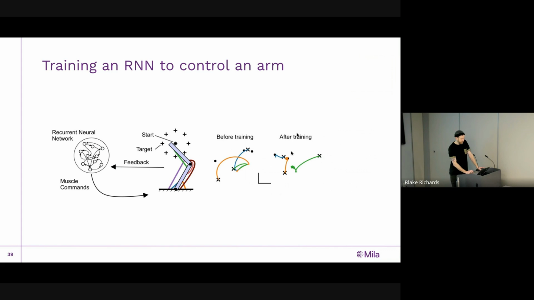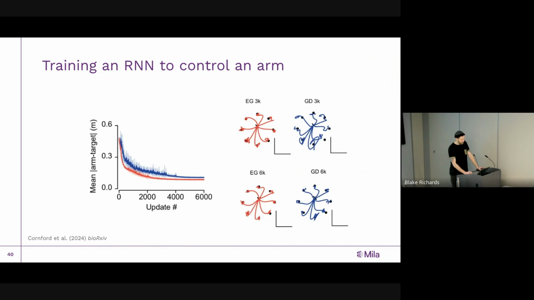So here you can see that the training works. Before training, the network will start at the X and not really make it to the different targets. After training, it can track nicely from the X's to the targets that we give it. And here are the performance differences for EG and GD. Again, when we add in the irrelevant inputs, we see that EG has a performance advantage over GD. These are some example reaches at 3,000 updates, and these are some example reaches at 6,000 updates. What you can see is that EG converges much more rapidly to nice smooth pursuits, whereas GD is still doing a lot of weird oscillatory and jittery stuff.